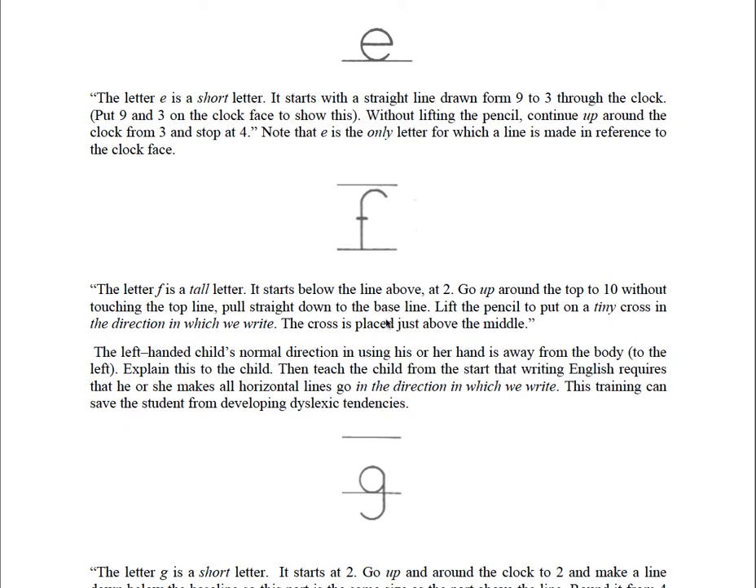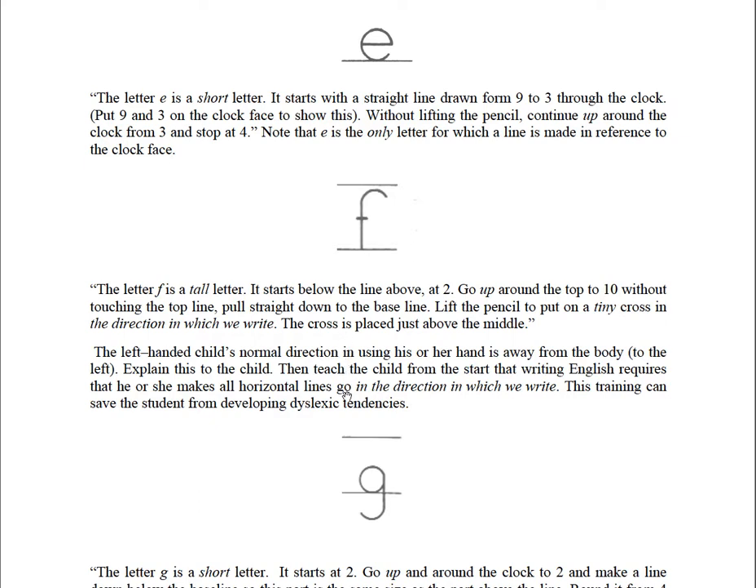F is a tall letter. It starts below the line at 2 o'clock. Notice we got a circle here. We start 2 o'clock up to 10 o'clock without touching the line. And then we pull a straight line to the baseline. We lift and put a tiny cross in the direction we write. The cross is placed just above the middle. The direction we write. Do not say to the right. Say the direction that we write.